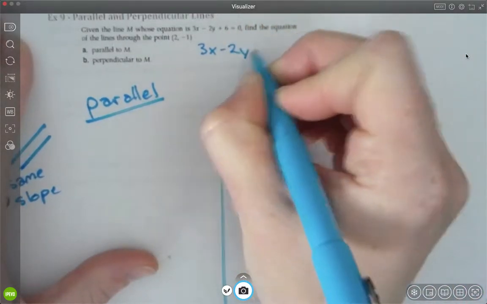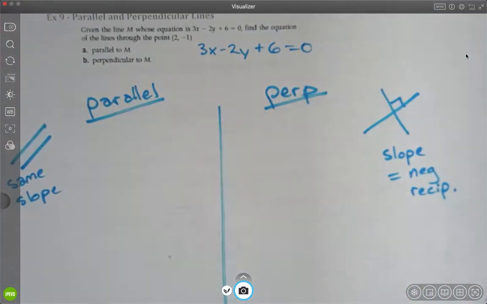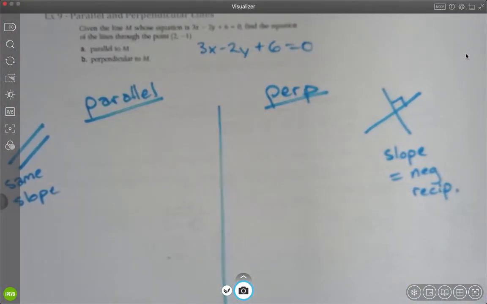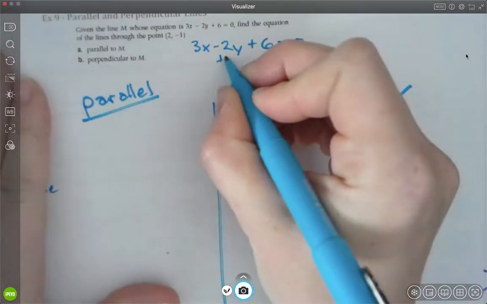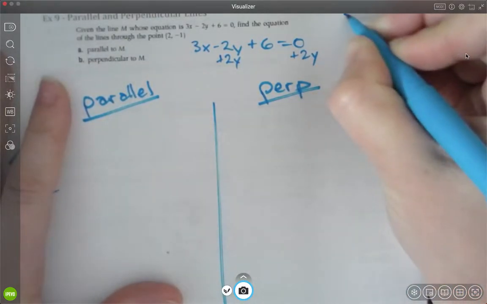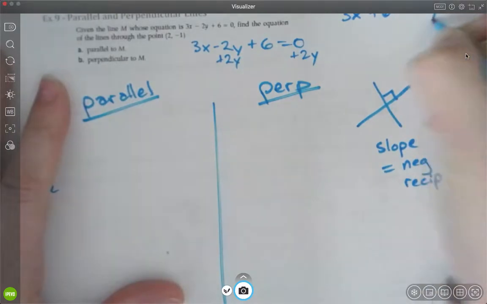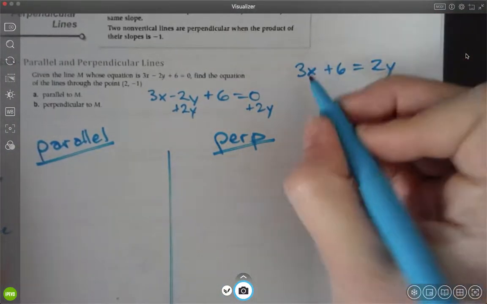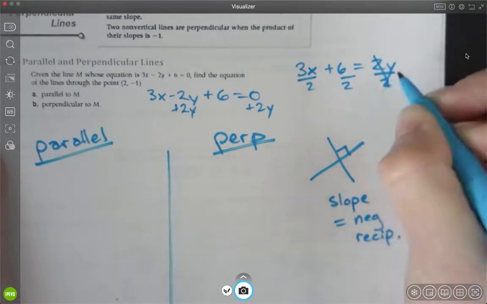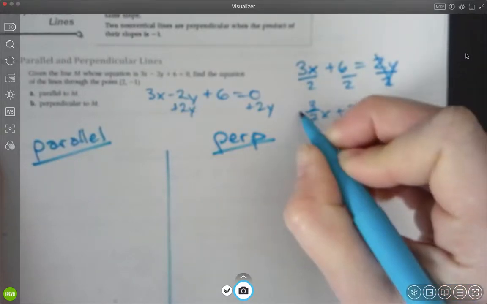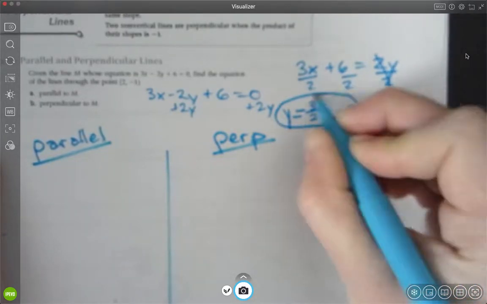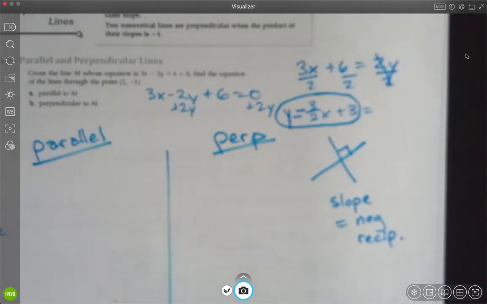3x minus 2y plus 6 equals 0. We need to write that in slope-intercept form. Now, hold on. Here's what I would do. Let's add the 2y over. Then y is by itself, right? So plus 2y, 3x plus 6 equals 2y. Okay, and then divide by 2, divide by 2, divide by 2. So 3 over 2 x plus 3 equals y. Or I'm going to put y on this side now. This is my equation to start with. Okay, I'll show you what I just did.